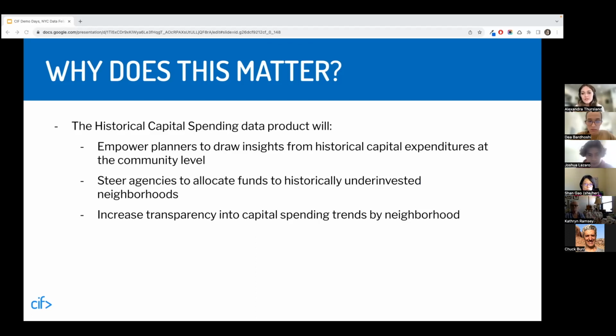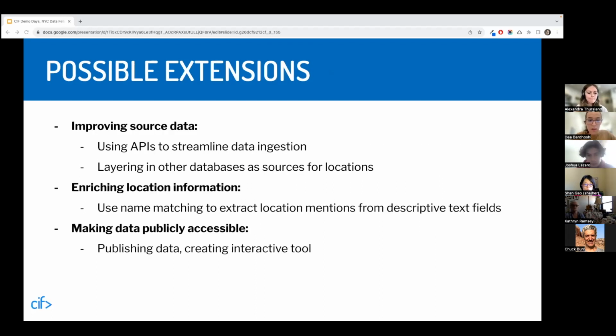And of course, the work that we did this summer is only the first step for this data pipeline. Here are some possible directions our project can go from here, and we've identified and already started working on three of them. Firstly, we believe we can improve source data by using APIs to streamline the way we're ingesting the data, for instance, Checkbook NYC, or we can also layer in other databases as sources for locations, in addition to CPDB, which is what we're currently doing.